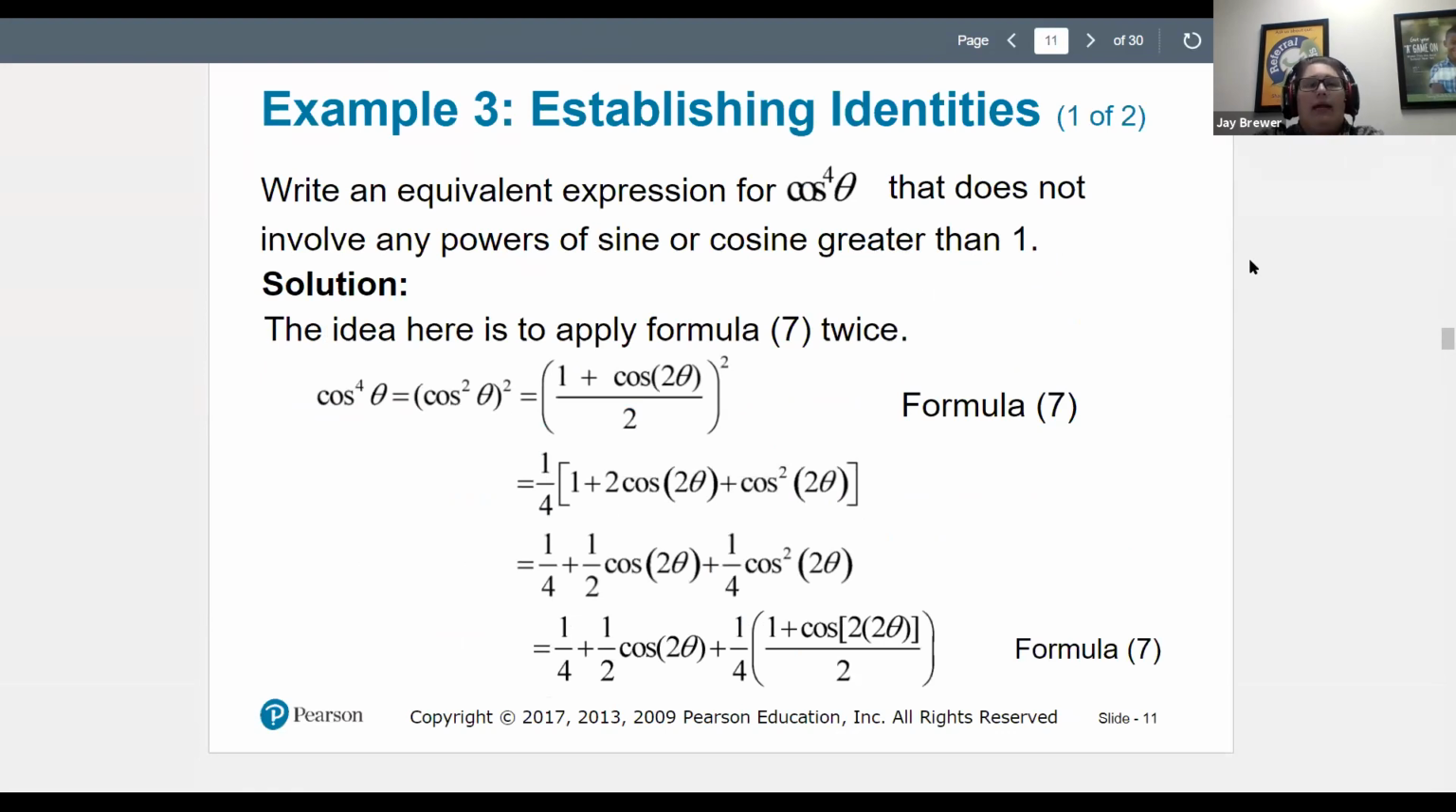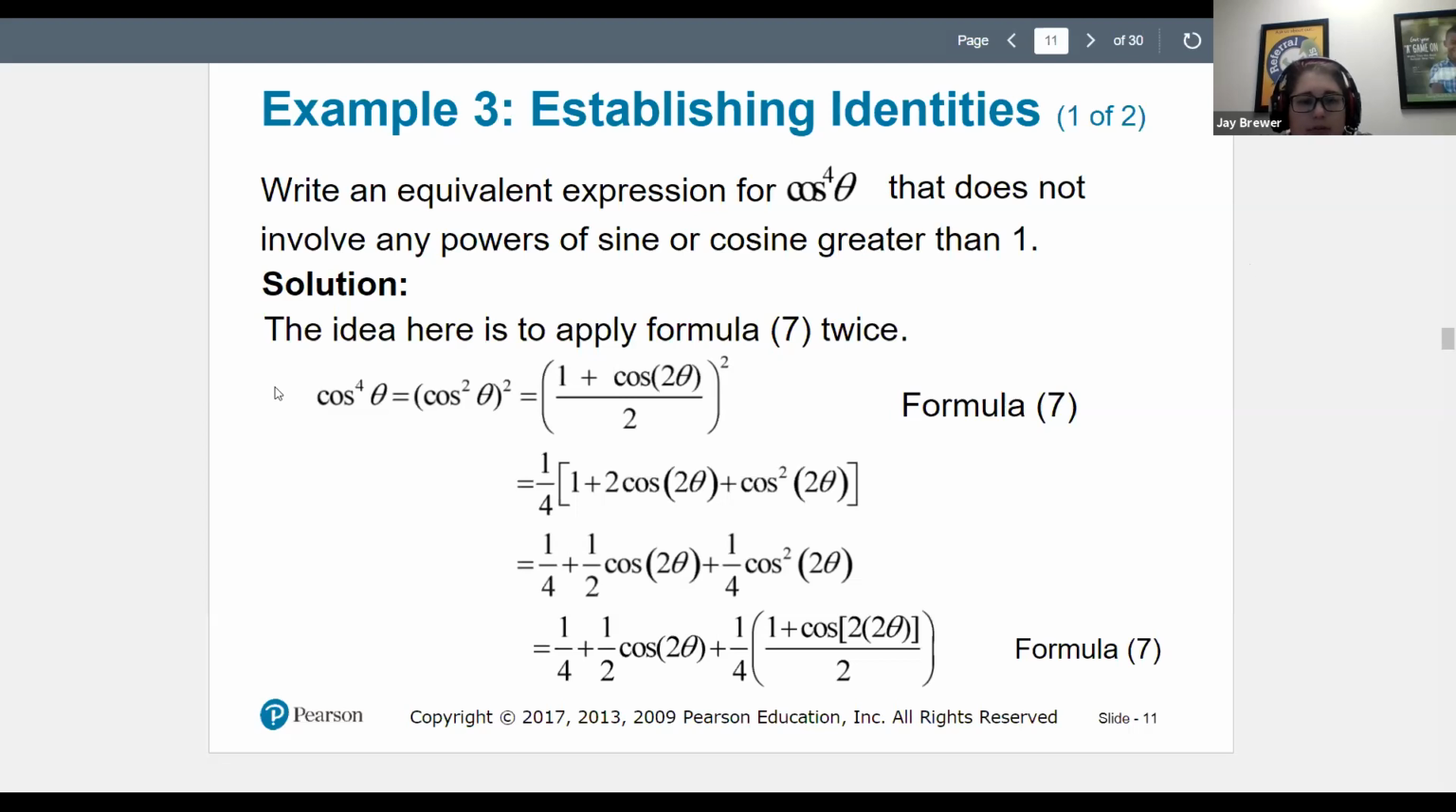So we want to write an equivalent expression for cosine raised to the 4th power of theta that does not involve any powers of sine or cosine greater than 1. Okay? So what ends up happening here is you end up using the double angle theorem. You end up using equation 7 twice.